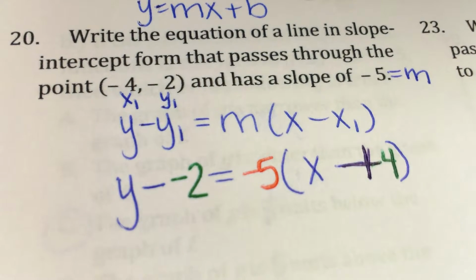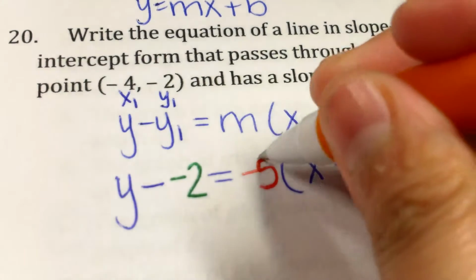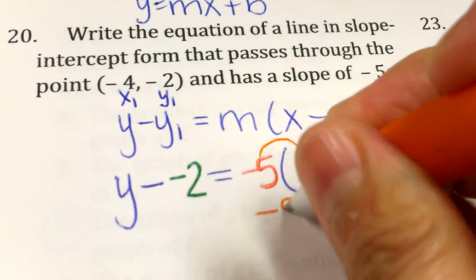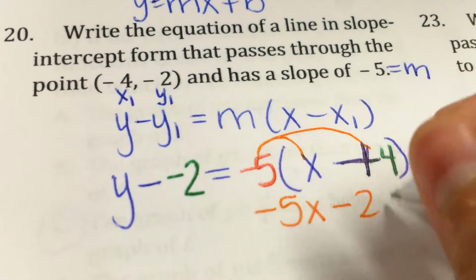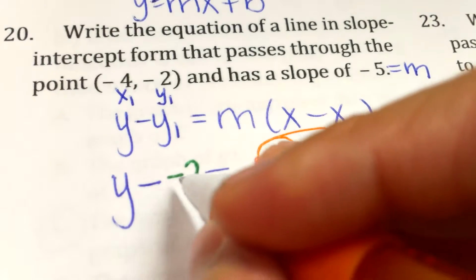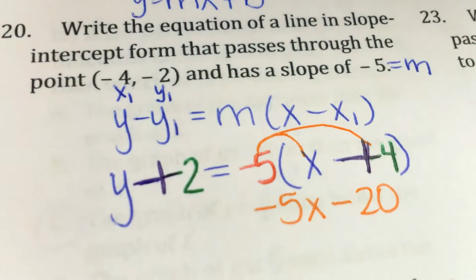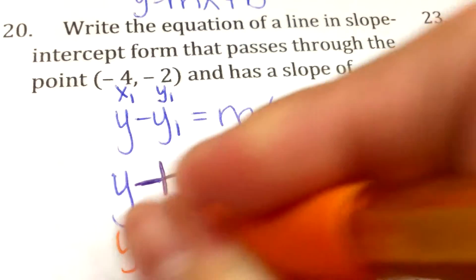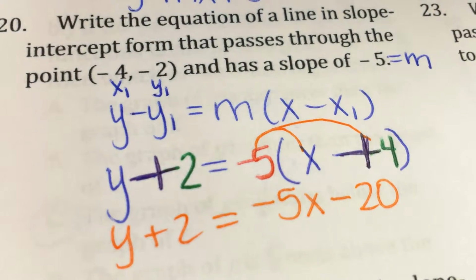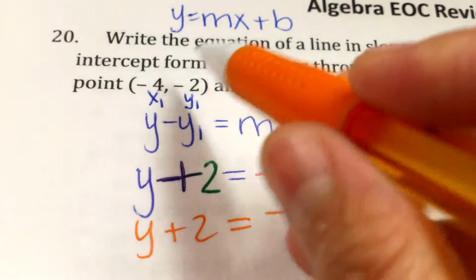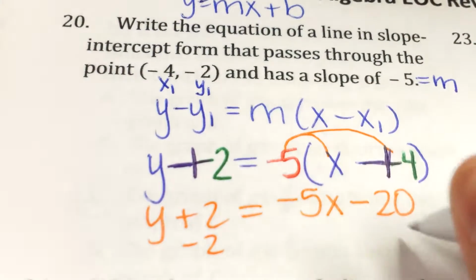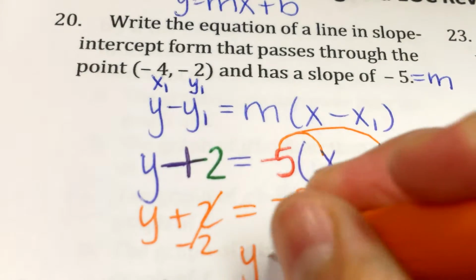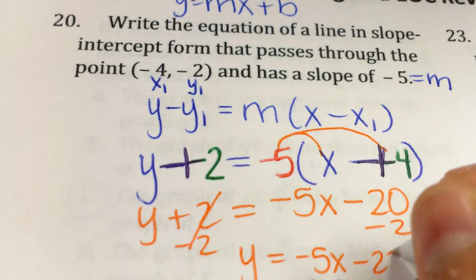Now we do the distributive property. So we have -5 times x is -5x. -5 times +4 is -20. Here, again, two negatives in a row. They become a big plus sign, positive. Now we have this, y plus 2 equals -5x plus -20. We want y by itself, so we need to get rid of that +2 by subtracting 2. So now you have y equals -5x minus 22.